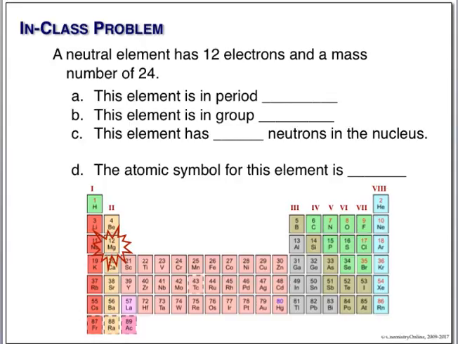All right, here we are. We are in what period? 1, 2, 3. What group? Group 2. If our mass number is 24, and we have 12 of those as protons, how many neutrons? 12. So our symbol is going to be Mg, mass number of 24, atomic number of 12, and it looks like that.